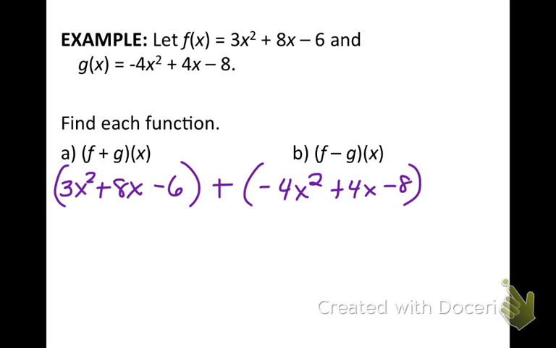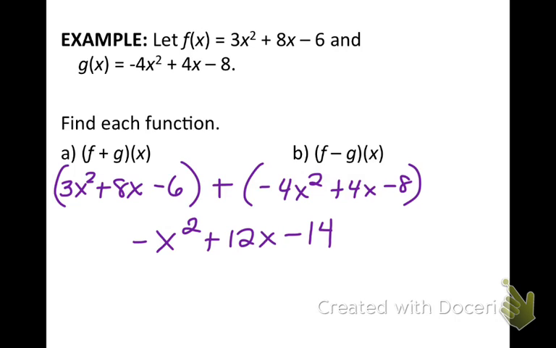Because we're adding, it's just as simple as combining like terms. So let's add the x squared terms first, the quadratic terms. So 3x squared plus a negative 4x squared is going to go to a negative 1x squared. 8x plus 4x will combine to make 12x. And negative 6 plus a negative 8 gets us a negative 14.